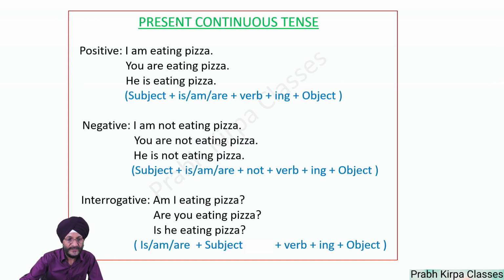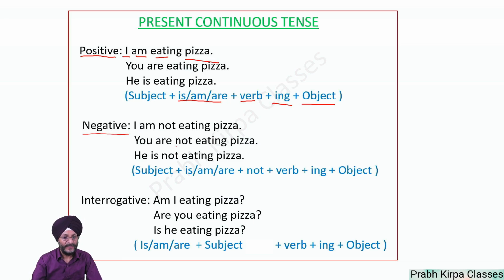Present continuous tense, we will discuss the positive sentence first. I am eating pizza. This is the subject. This is am, is, are. We have to choose any of these. Then this is the verb. Then ing has been added and this is the object, pizza. I am eating pizza. You are eating pizza. He is eating pizza.